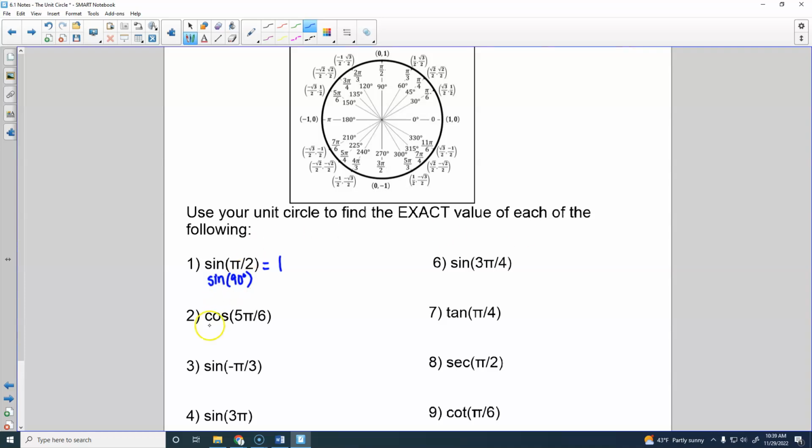So if we are doing cosine of 5 pi over 6, 5 pi over 6 is right here on the unit circle. Cosine is my x coordinate. The x coordinate right here is negative square root of 3 over 2. So cosine of 5 pi over 6 is negative square root of 3 over 2.